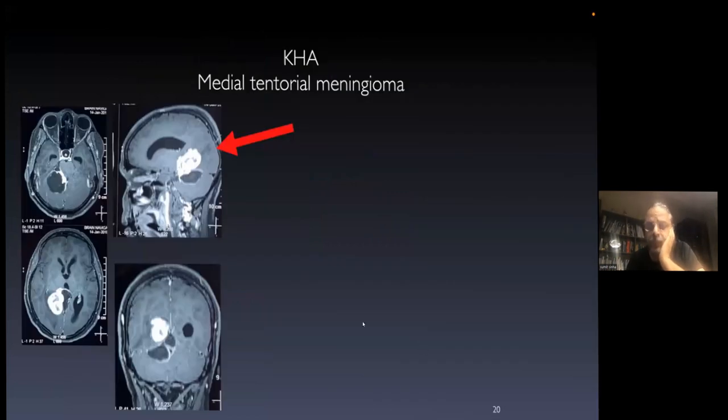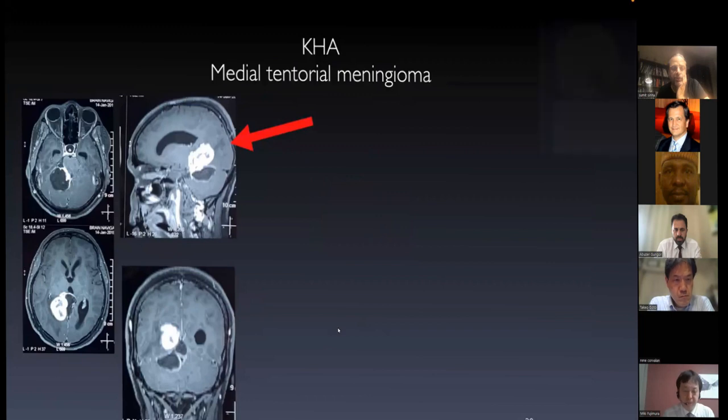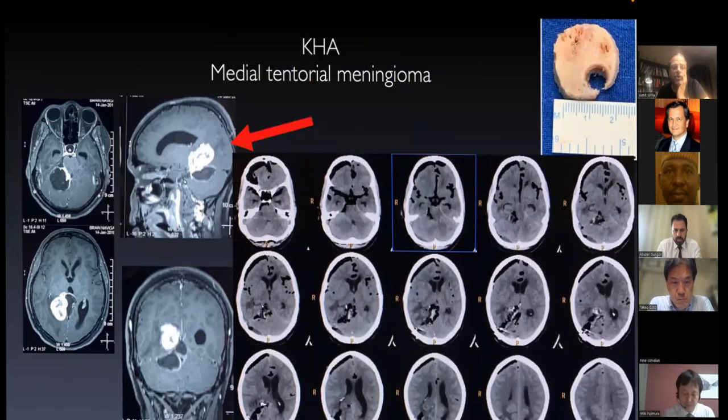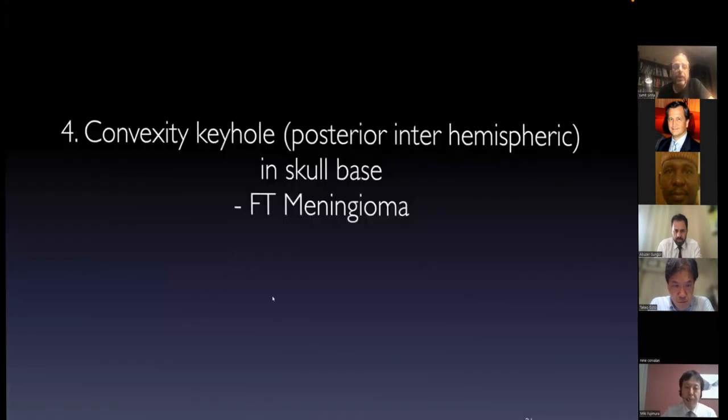Intact, and this is another medial tentorial meningioma, which is removed through the keyhole craniotomy, and this is what the trajectory of the approach is. You draw a long axis where it crosses the skull. That's the entry point of your keyhole. And this is the immediate post-operative CT scan of the patient.